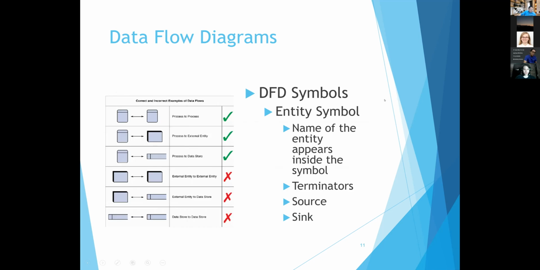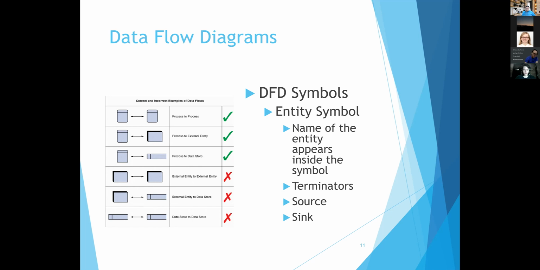But on the last class, I finished at this slide. I told you that, okay, for the last symbol, we call it an entity. Entity might be just like a person, a department, another system. We said that when we have to draw an entity, the name of the entity appears inside the square symbol. It can be a terminator. Terminator means that, okay, it is the point where we stop everything at the entity.